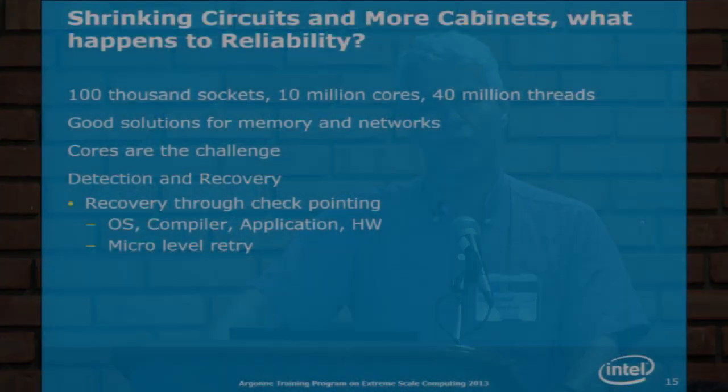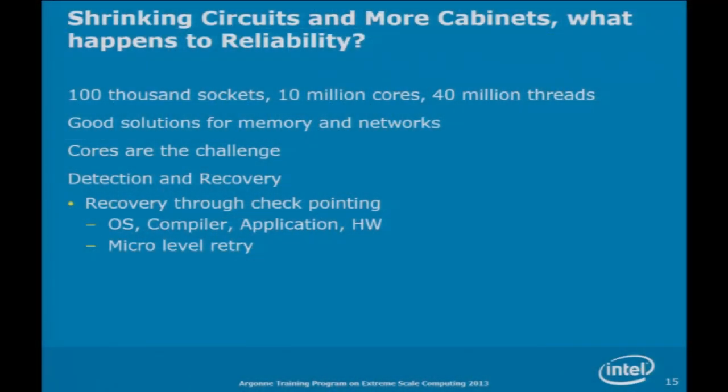Now, as we go forward, checkpointing, my understanding is that it's nice in theory, but hard in practice, and whether you do it at the application level, the operating system level, or the hardware level is especially difficult, I think. You could also have micro-level retry. That's kind of like transactional memory, where you execute for a while. If you had no error, you commit the whole state at the end. If you had an error, you back up to the beginning of that transaction and try again. I think it's quite intriguing.